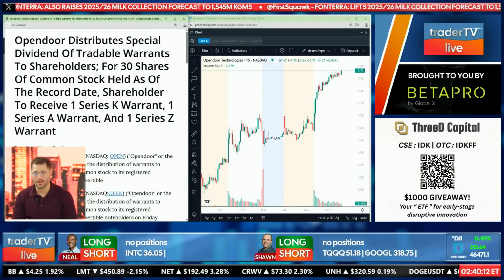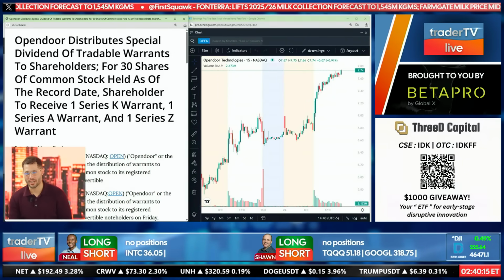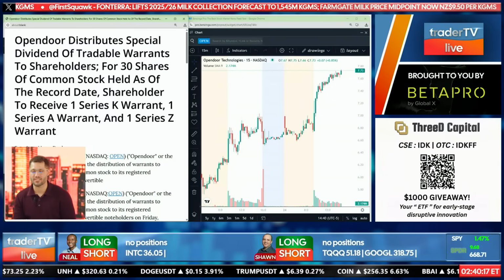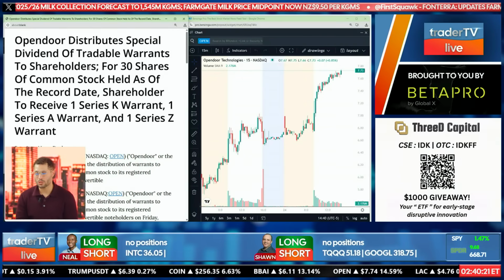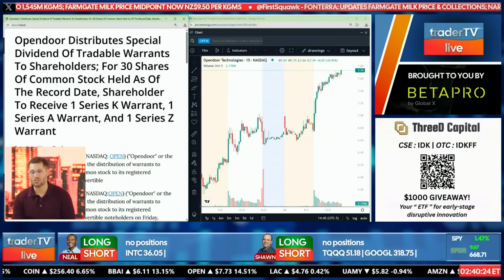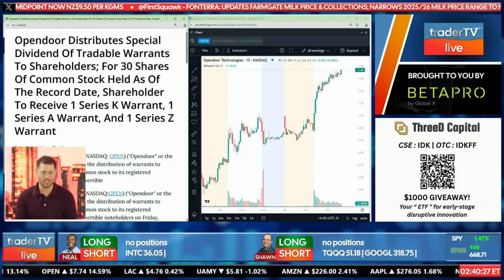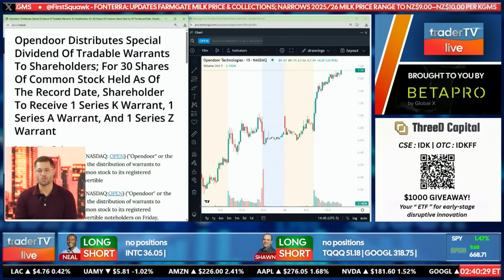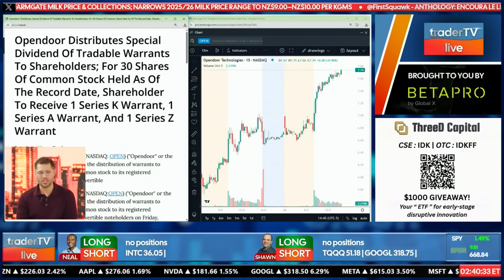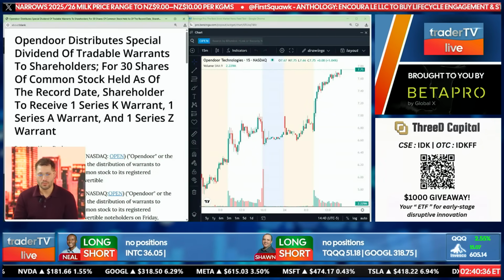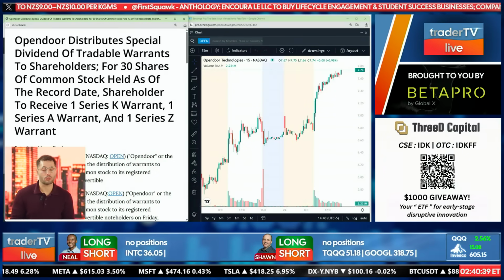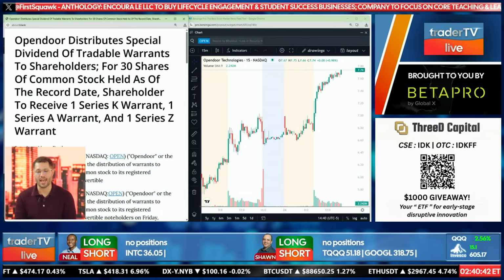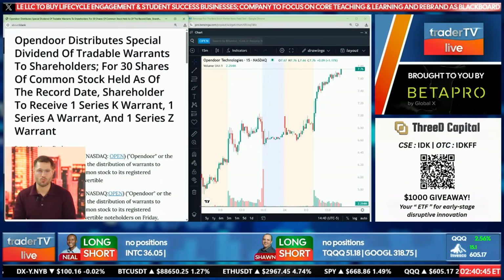Let's take a look at this name from a technical standpoint, guys. Now trading up to $7.75 on the intraday chart here, and we were trading at an opening price of around $6.75. Very interesting. Open Door distributes a special dividend of tradable warrants to shareholders. For every 30 shares of common stock held as of the record date, shareholders receive one K series warrant, one A series warrant, and one Z series as well, guys. What do you think about Open Door heading towards that $7.80 price target? Joe, please review all of those warrants and let us know.